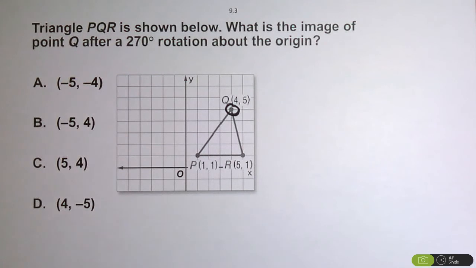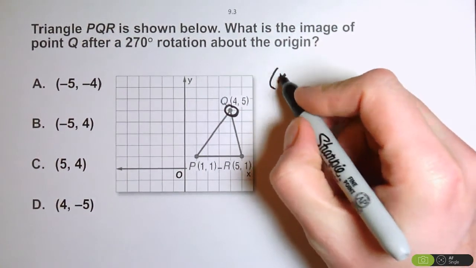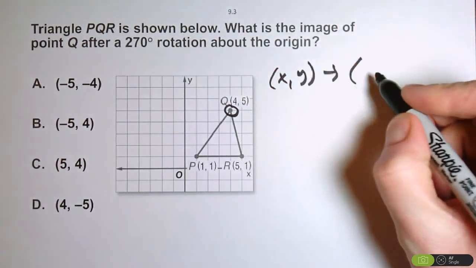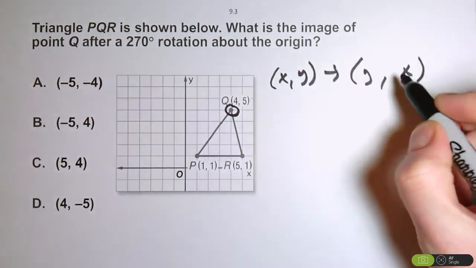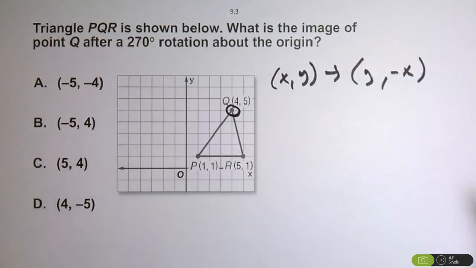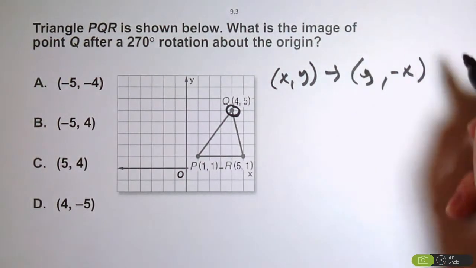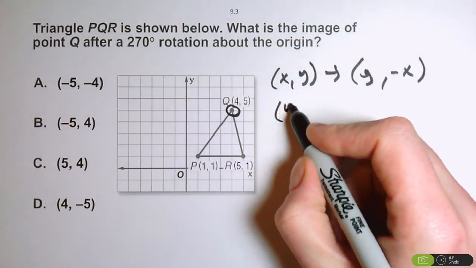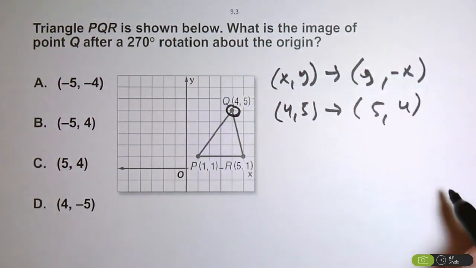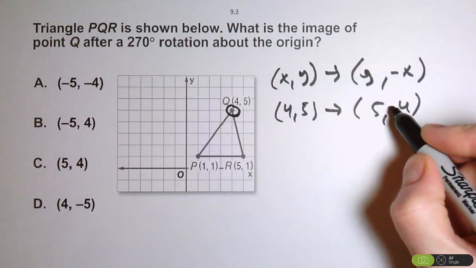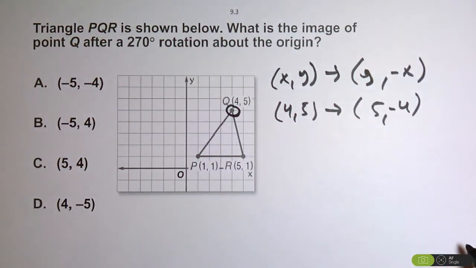So again, we have a formula for that. x, y. We swap y and x. But now instead of changing the sign of the new x, or the old y, change the sign of the old x, which is the new y. So Q is at 4, 5. So it's going to become 5, 4. But now I'm going to switch the sign of that 4 to become 5, negative 4.